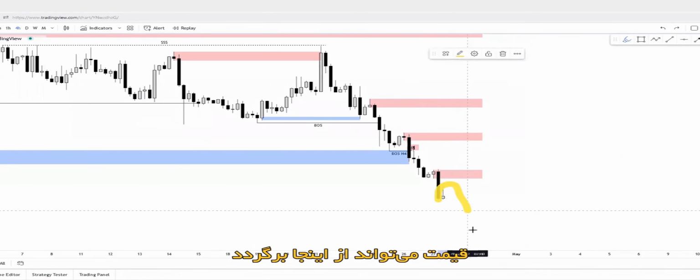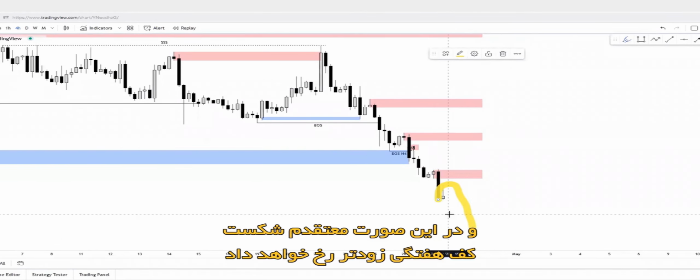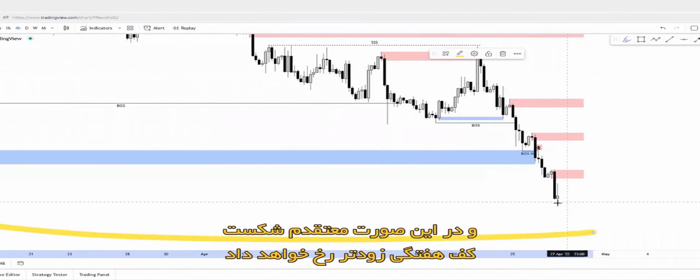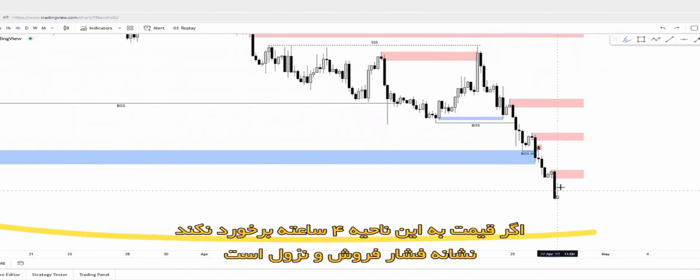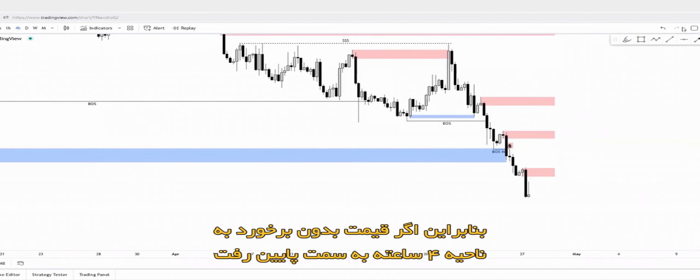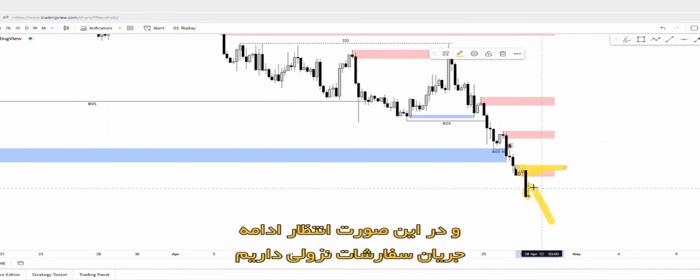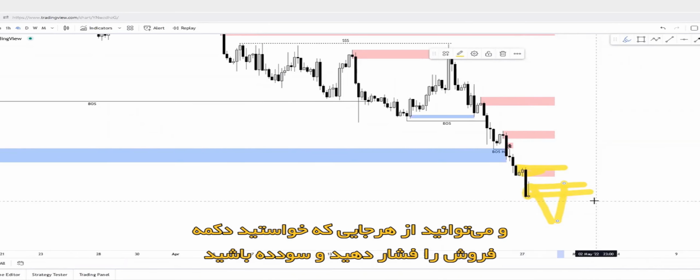So if price can reverse right here, I believe the weekly extreme low point will happen sooner. If price doesn't tap this 4-hour zone, that's the strong sign of the bearish pressure, right? So if price creates another break of structure here to the downside without even tapping this 4-hour supply zone, then we can really expect the continuation of the bearish order flow, and you can just press this sell button anywhere on the chart and you'll be profitable.